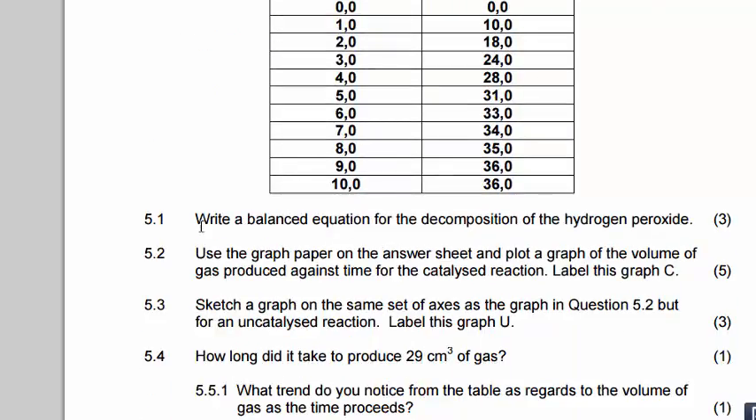Okay. First, they ask us to write a balanced equation for the decomposition of hydrogen peroxide. We've done that. Okay? Very important. And look, 3 marks for that. So that is valuable. Now, you have to use graph paper and answer sheet and plot the graph of the volume of gas produced against the time for the catalyzed reaction.